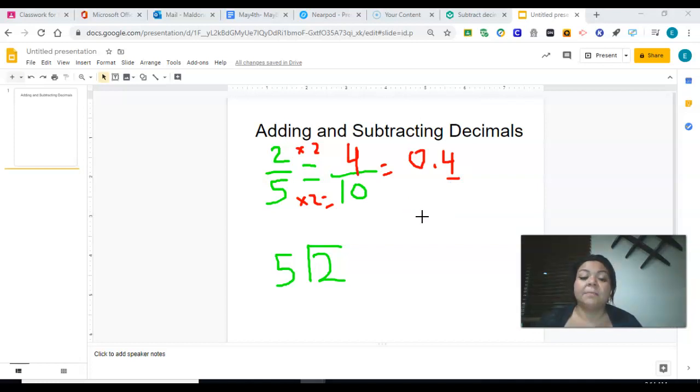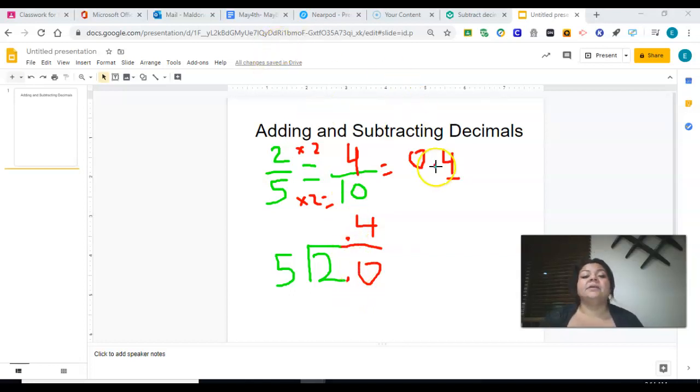If you're having trouble thinking about it, you can always divide. I know that 5 doesn't fit into the 2, but I can add a decimal point and then a 0, and then I think, how many times does a 5 fit into the 20? It's 4 times, right? 4 times 5 equals 20. But I need to not forget to add my decimal point here because it needs to be lined up, and I get the same answer.